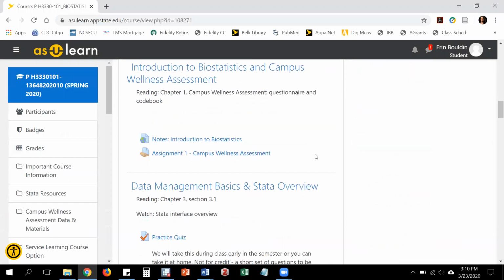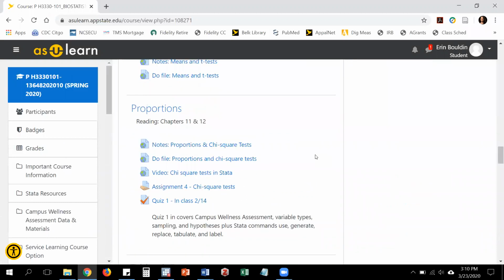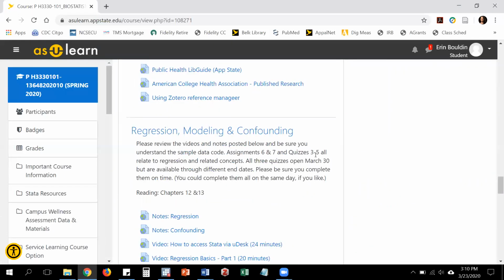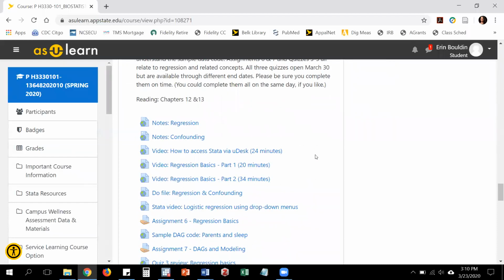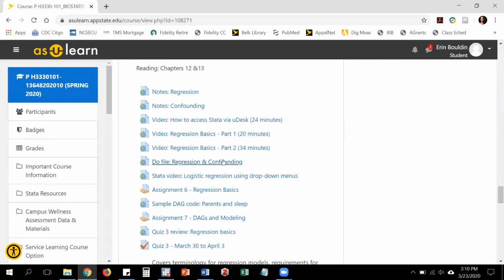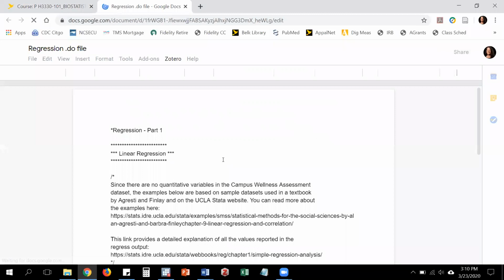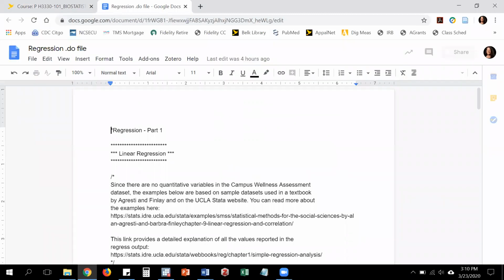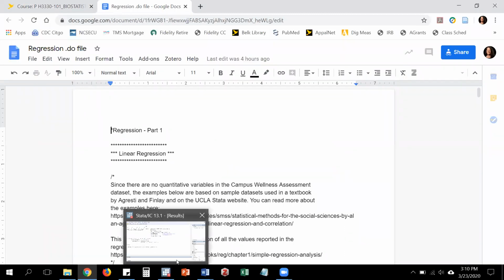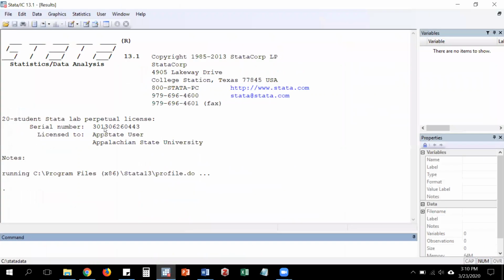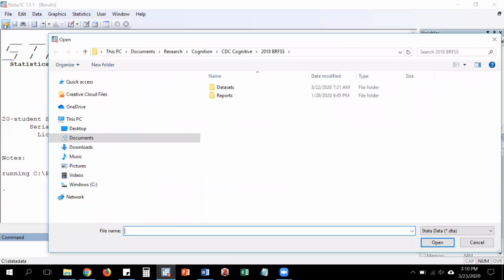So if you go ahead and scroll on down to the regression modeling and confounding section of the website, you'll see this do file for regression and confounding. And so that's what I'm gonna be covering today. So go ahead and open Stata, and you can open the campus wellness data set.